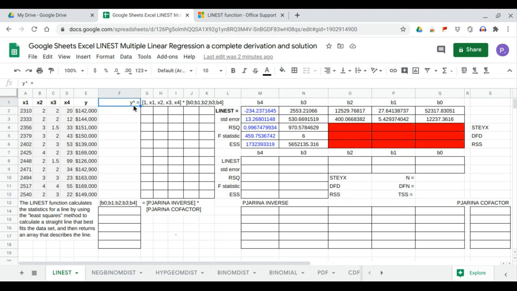So the y hat array that describes the line is equal to the 1 comma x matrix times the coefficient matrix, which is b0, b1, b2, b3, b4. We will begin with the 1 comma x matrix. So start with a 1 column and the x values: x1 column, x2 column, x3 column, and x4 column. So this is equal to an array formula of the x values.